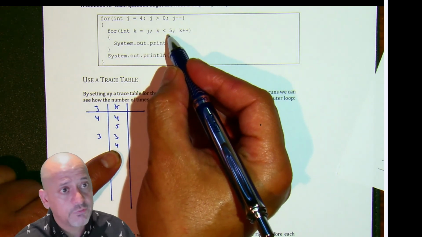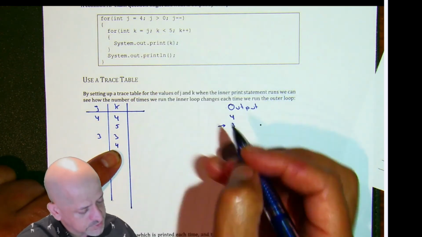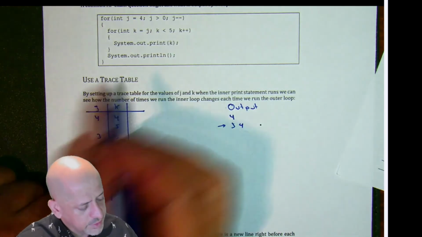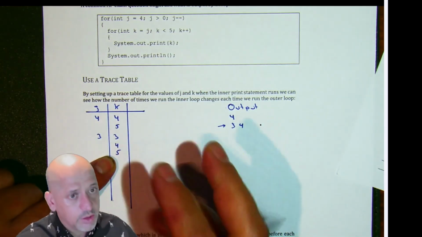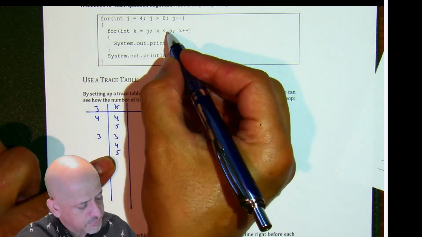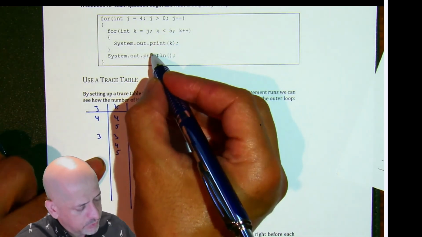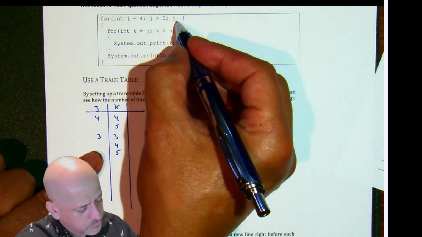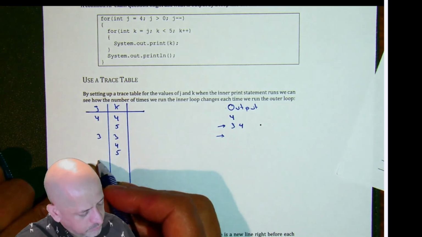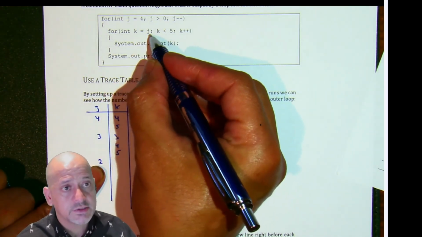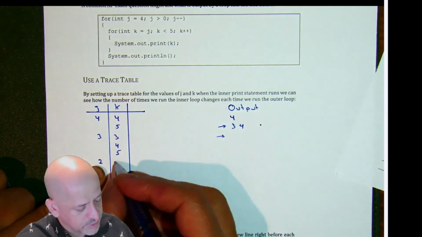It is. So therefore, I print the value of k, which is 4 on the same line since there's no ln. Then I increase the value of k by 1. So therefore, that'll be 5. 5 is less than 5? No. So therefore, I end my loop. I print a new line. And I subtract 1. So I go ahead and make it 2. My value of k gets initialized to j, which is now 2.